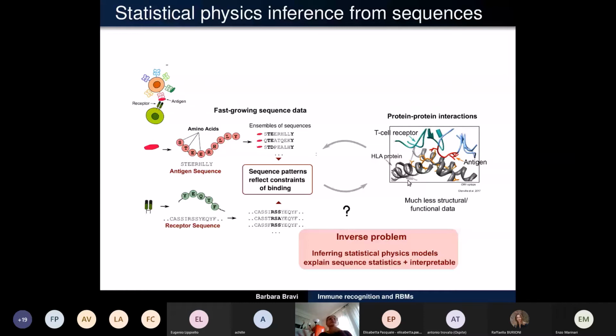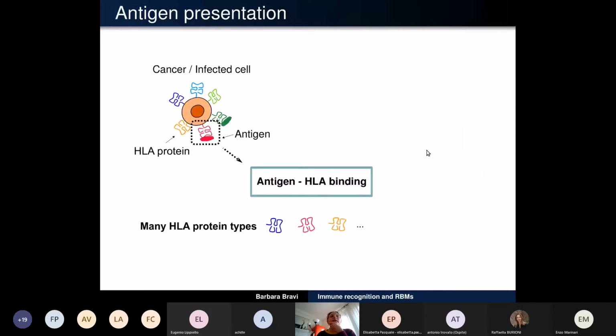So then let me first start with the problem of modeling antigen presentation. That, I said, is the process by which an antigen is presented by this HLA protein. What I should stress is that this protein is actually a very diverse protein. There exist many HLA protein types in the human population, and already the cell of an individual can display up to 6 different HLA proteins.